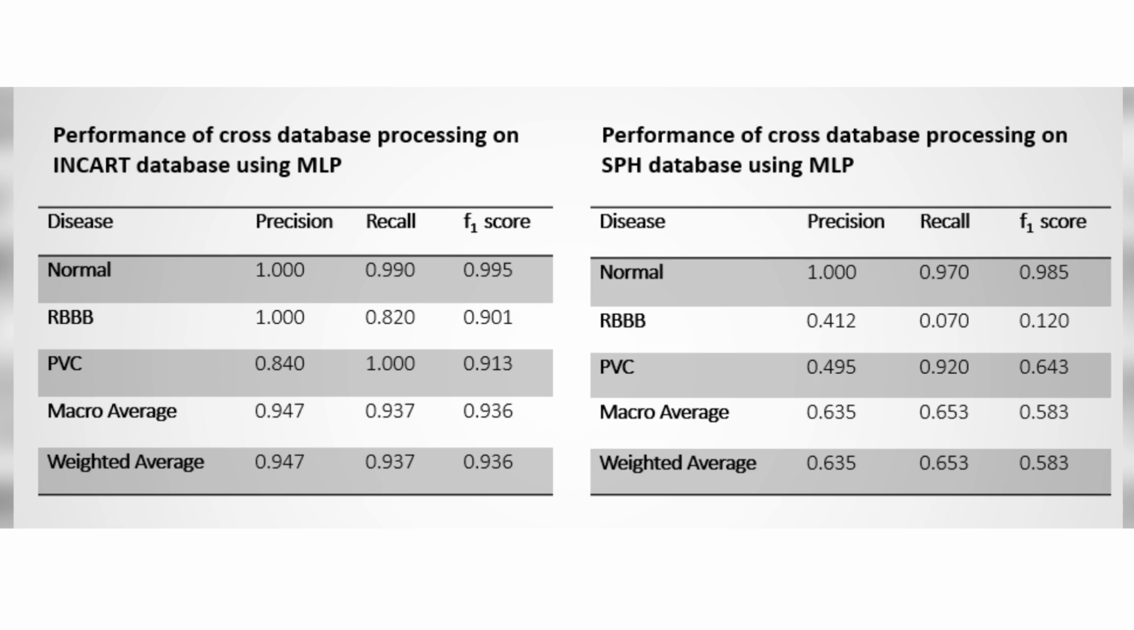Different features such as age, sex, PR, and RT intervals are extracted. The overall accuracy of the trained model on the INCART database is 99.85% while on the SPH database it is 68%. The detailed performance of the classifier for various CVDs in terms of precision, recall, and F1 score is shown in the table.